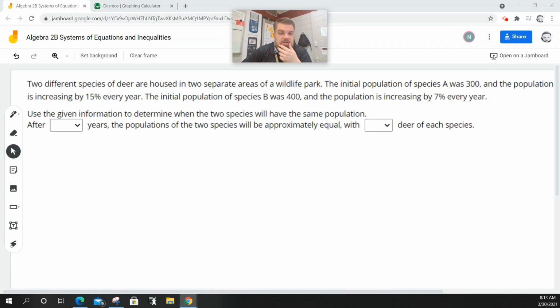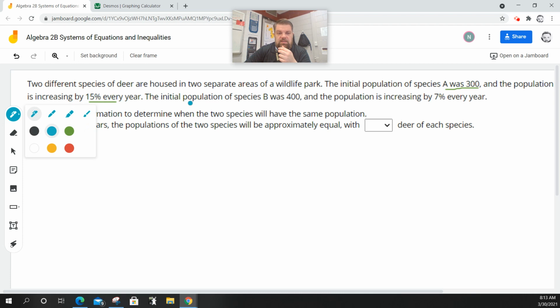So this one says there are two different species of deer that are housed in two separate areas of a wildlife park. The initial population A, okay, we'll do that in green, was 300 and it increased by 15% each year. While on the other hand, the initial population for B was 400 and that increased 7% per year.